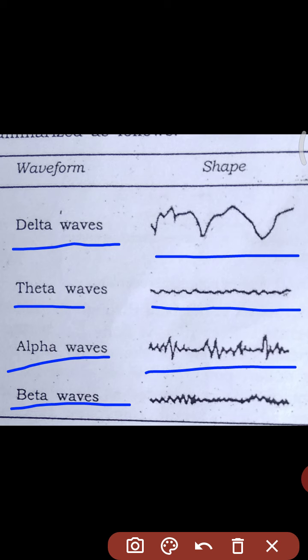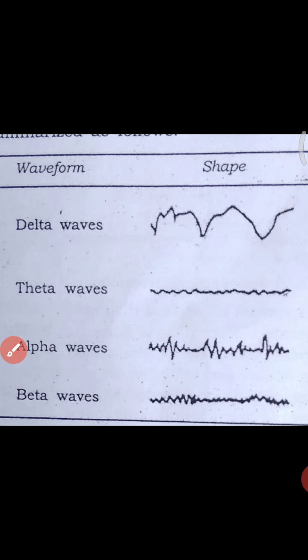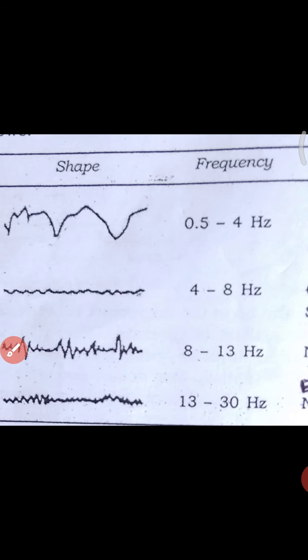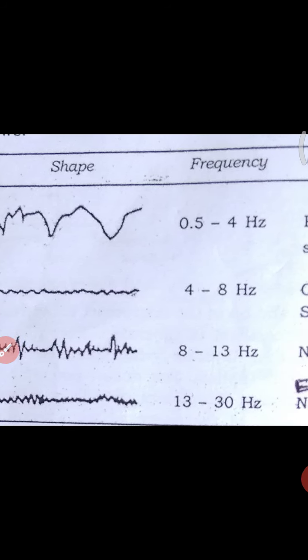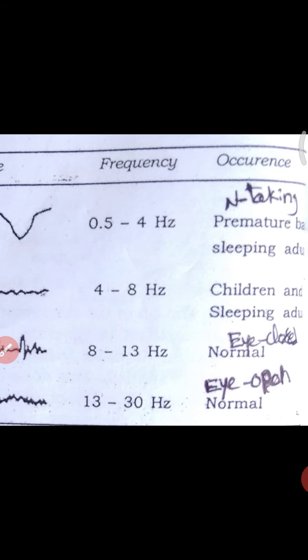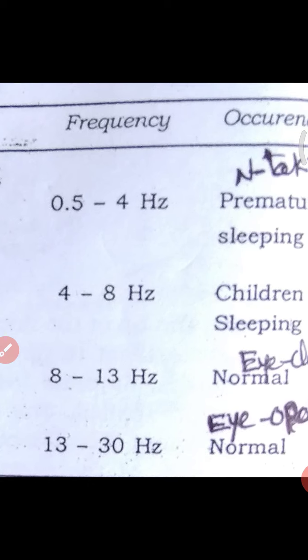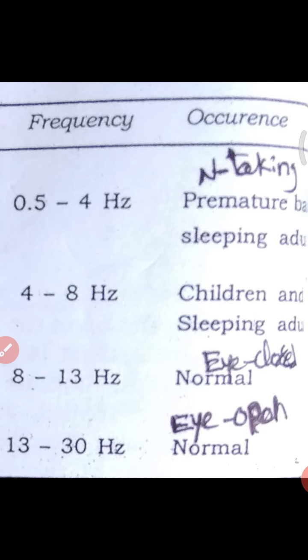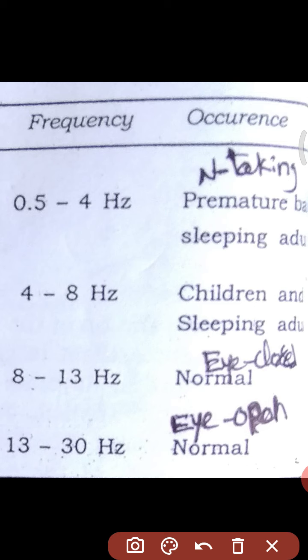Now, we have to identify the different frequency ranges and the shape of the waveform, so we need to see the frequency ranges. Why are these frequencies generated from the human brain in these different ranges? The first one is the frequency range of 0.5 to 4 hertz.